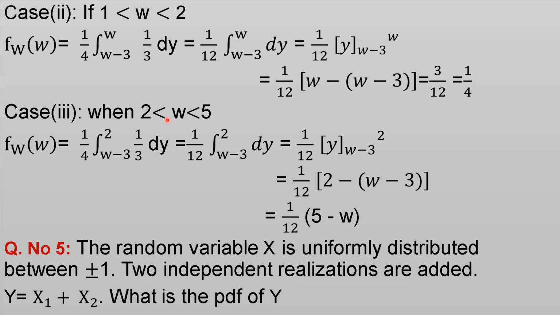So w is actually from minus 2 to 5. We have taken it into 3 sub-intervals as 3 different cases.